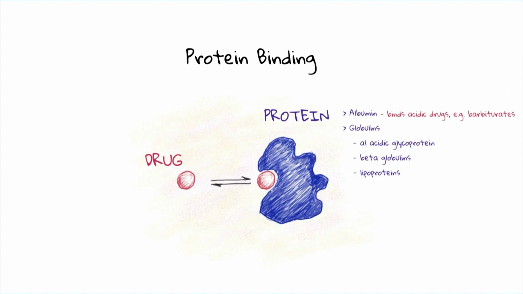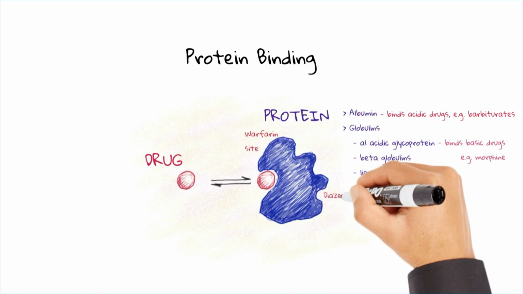In general, albumin binds neutral or acidic drugs like barbiturates, and globulins, in particular alpha-1-acid glycoprotein, bind basic drugs like morphine. Albumin has two important binding sites, the warfarin and diazepam sites.